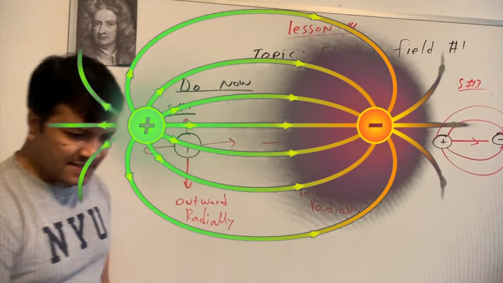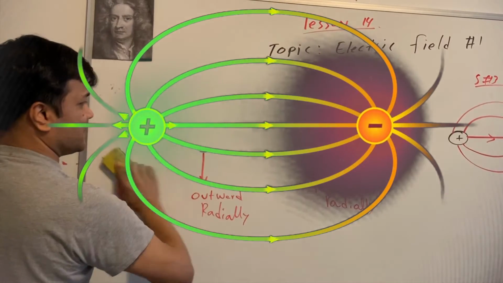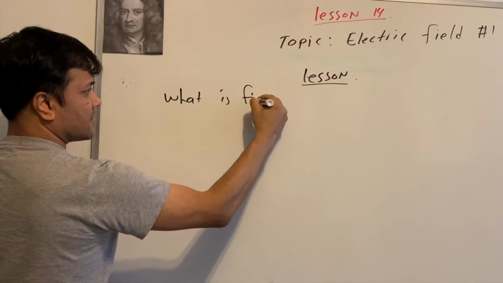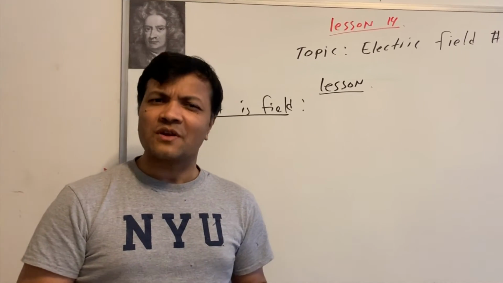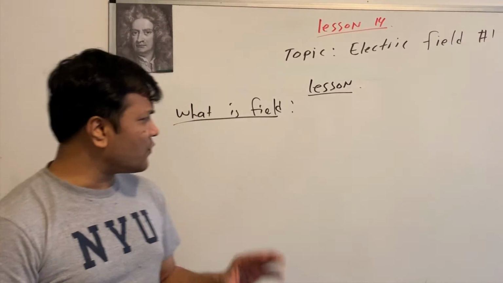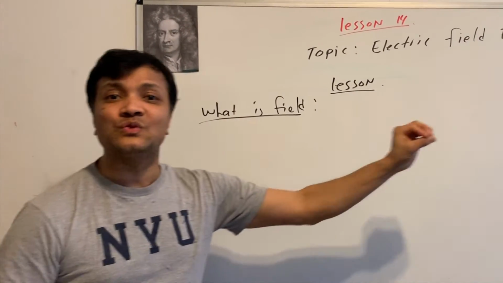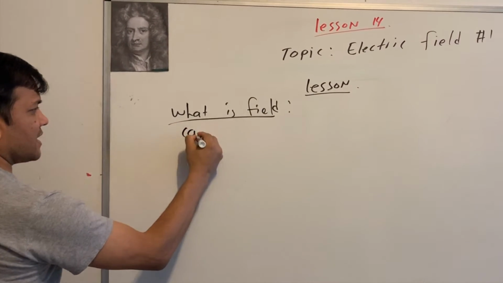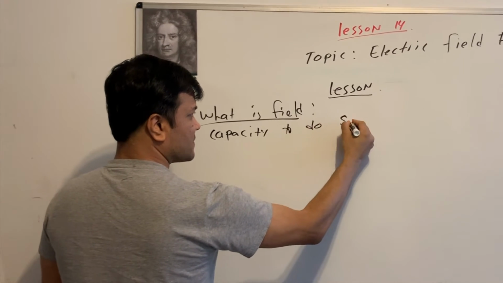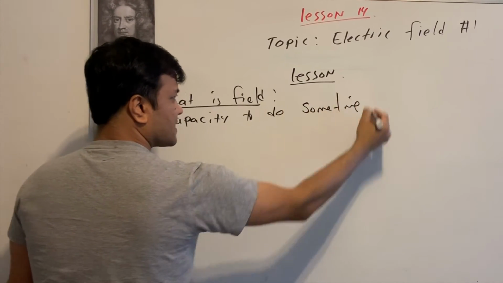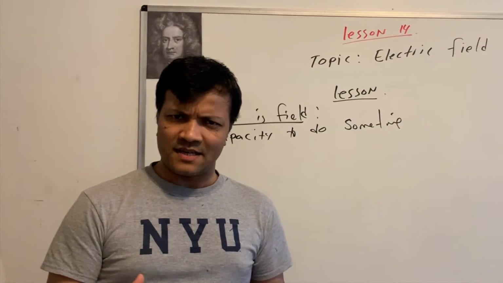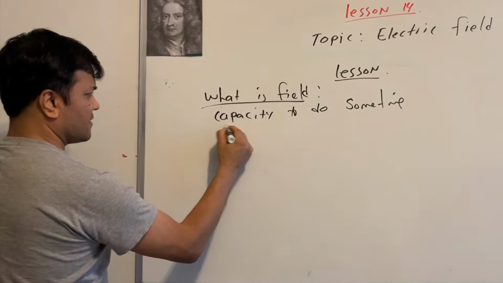Okay. Now let's do the lesson. So what is a field? We are definitely not talking about cows grazing on a field. We are talking about a different type of field. So for us, a field is a capacity to do something. Capacity to do something, or every single point has a value. In a field, every single point has a value.